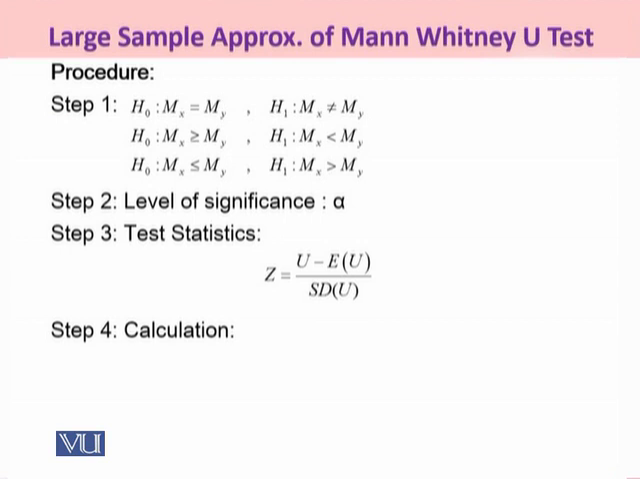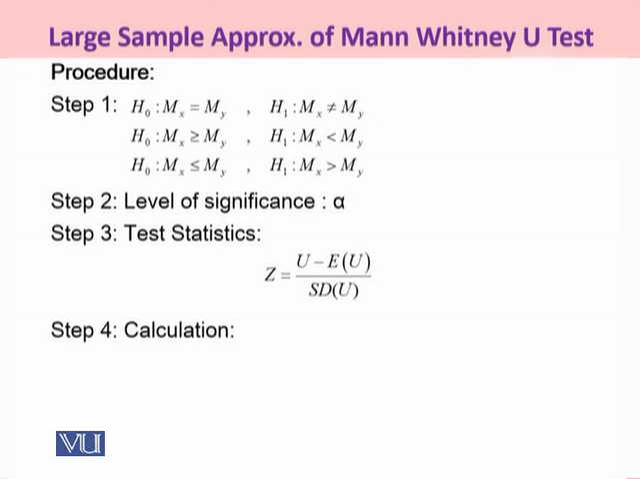Next, I am going to outline the procedure. Once we have checked that the two groups fulfil all the assumptions to apply the normal approximation of the Mann-Whitney U-test, you follow the procedure. First, you outline the pair of hypotheses. Given a practical problem, you have to see whether, in comparing the two population medians, you are following a two-tail test or a one-tail test.